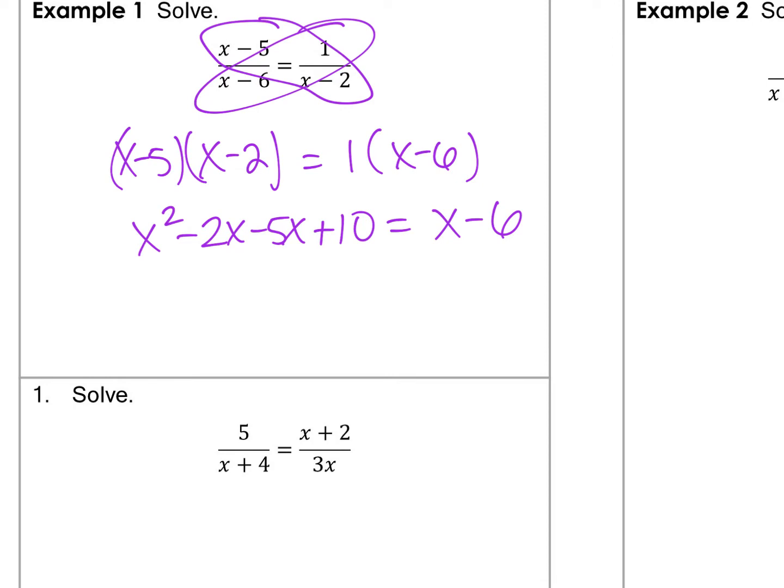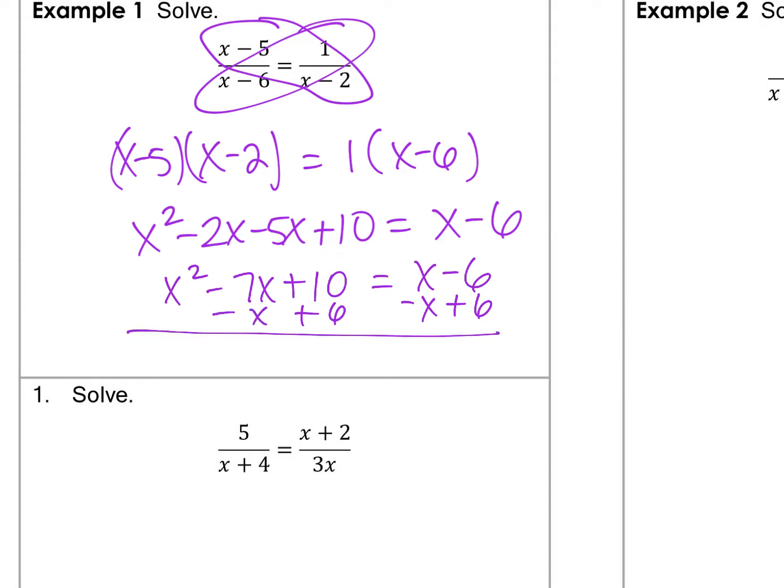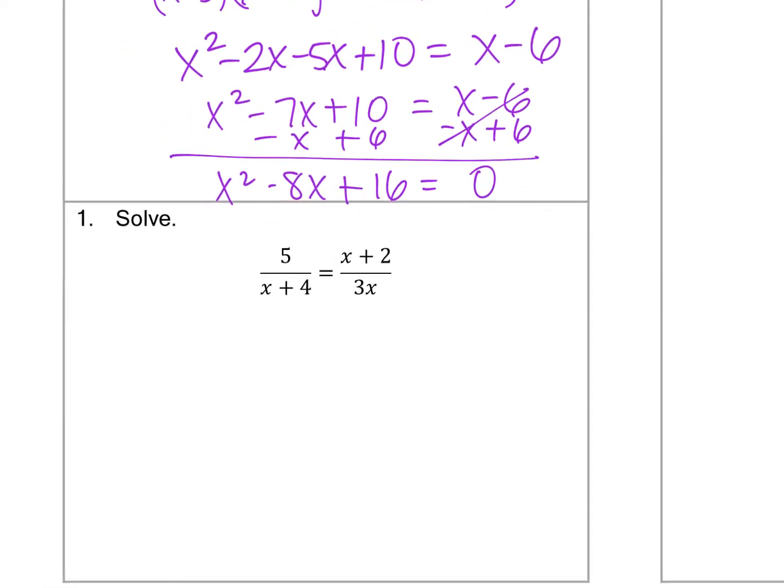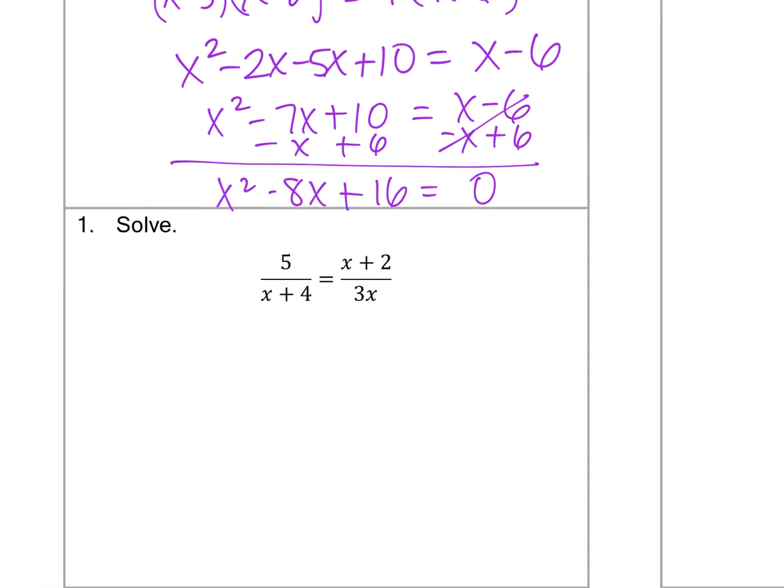Okay, so notice we have a quadratic equation because we have an x squared. So we can go ahead and combine like terms. And then we need to set it equal to 0. So I'm going to subtract x and add 6. So that's x squared minus 8x plus 16. Now you can use whatever method you want to use. Your choice. I'll just use factoring. So sum and product: sum is -8, product is 16. So that would be -4 and -4.